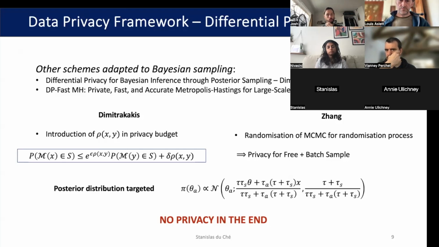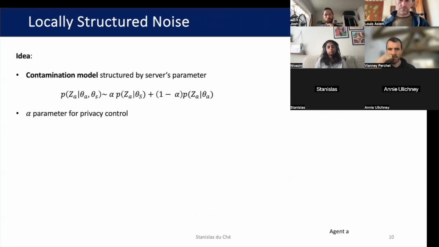But still, as we are targeting a true distribution, in the end we will always be able to find it. So one idea is maybe we can try to target a biased model, a contaminated model. And in order to keep some interest in the hierarchical structure, let's have the randomness perturb the contaminated distribution drawn according to the server parameter here. And privacy is going to be controlled with a parameter alpha of contamination.